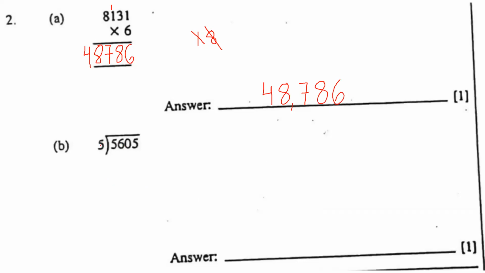We ask ourselves, how many times does 5 go into 5? Well, 5 goes into 5 one time, so it's going to be 1. Notice that I write the 1 on top of this 5. So 5 times 1. What is 5 times 1? 5 times 1 is 5.